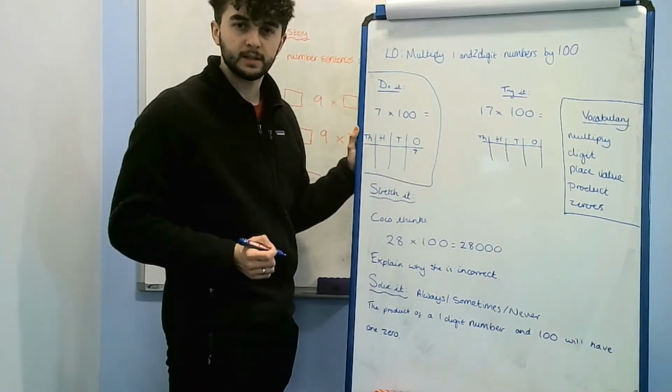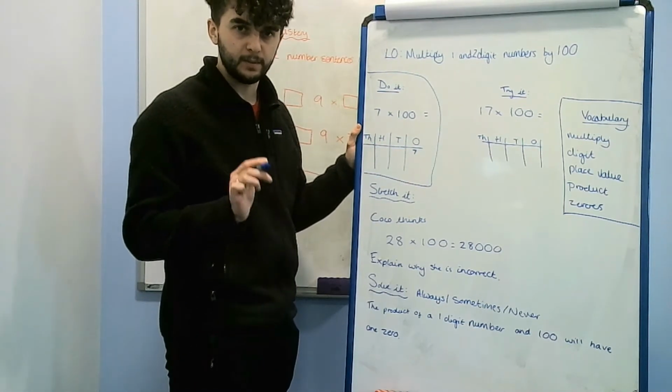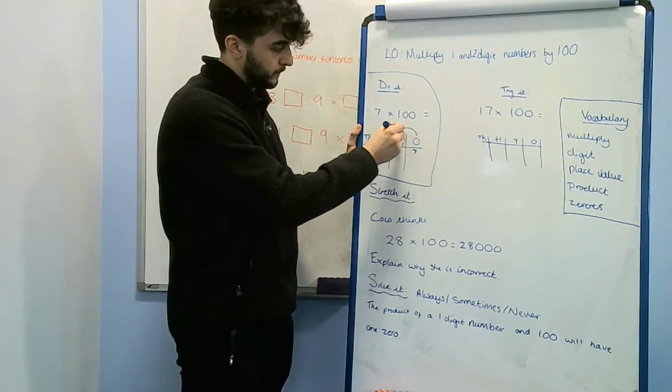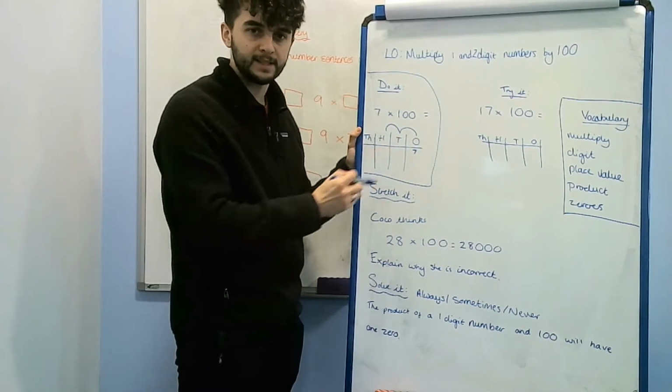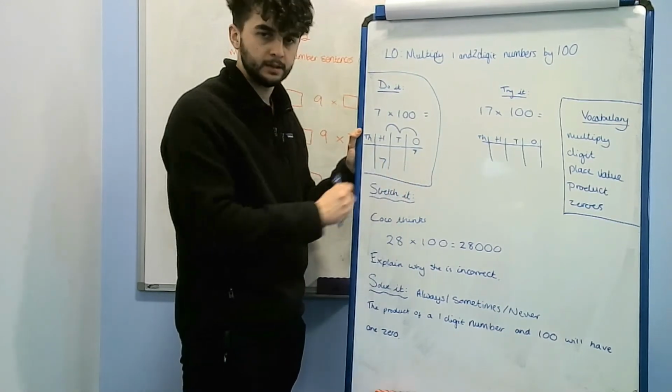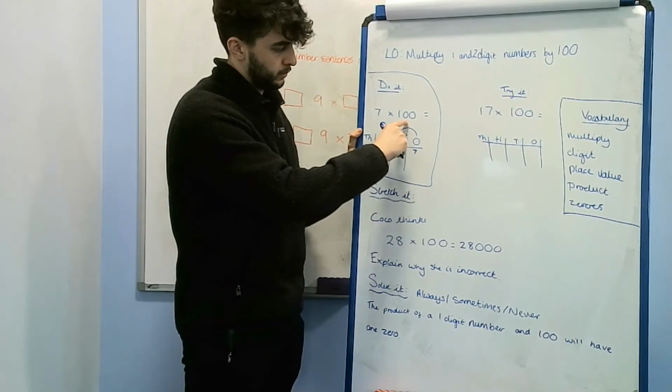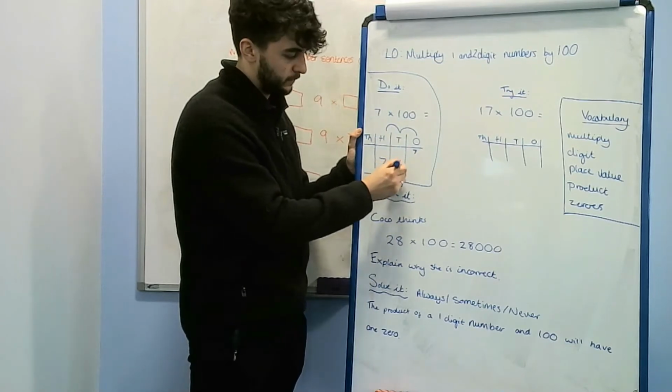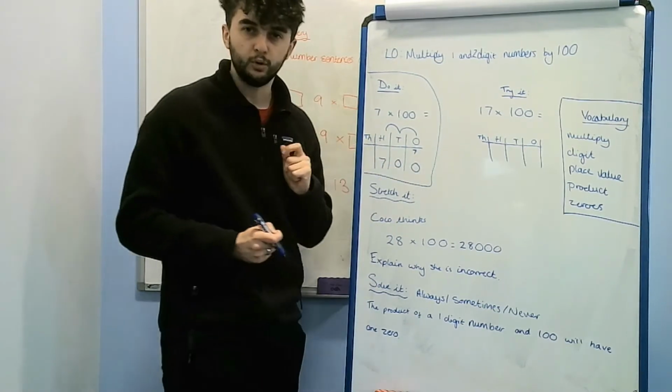So here we are in the ones. If I move 2 place value positions to the left, 1, 2, I've gone from having 7 to 7, and what will go in here? 700. Okay, so 7 hundreds. That's all you need to do.